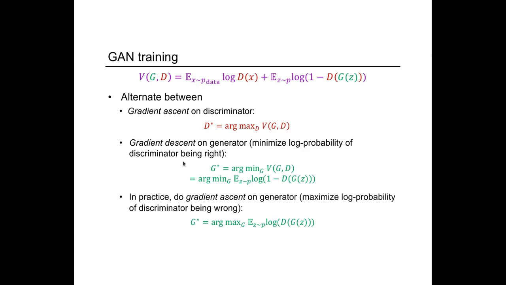And since we can also write this min G V(G, D) as the expectation over z of log(1 minus D(G(z))), in practice we can do gradient ascent on the generator as well, by maximizing the log probability of the discriminator being wrong. So replacing 1 minus D(G(z)) by D(G(z)), we can replace this min argument by a max argument. So in both cases, we are basically using gradient ascent.